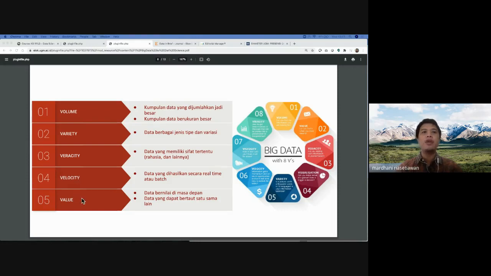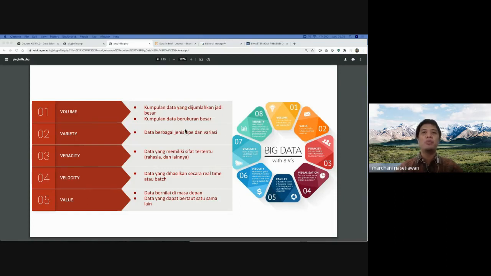The data will have a future value and can also be connected with each other in very different ways. So that's why it's very important for us to understand that our sources will have these characteristics. If we understand about it, we don't need to be worried about how to process the data, because we already understand about it.